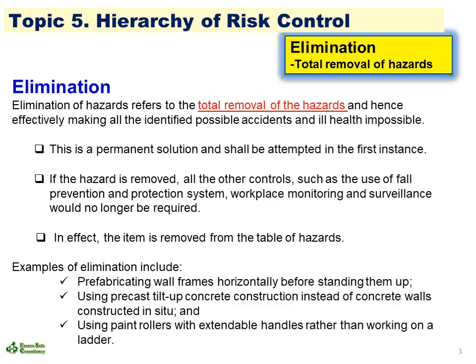If the hazard is removed, all the other controls, such as the use of fall prevention and protection system, workplace monitoring and surveillance, would no longer be required. In effect, the item is removed from the table of hazards. Examples of elimination include prefabricating wall frames horizontally before standing them up, using precast tilt-up concrete construction instead of concrete walls constructed in situ, and using paint rollers with extendable handles rather than working on a ladder.